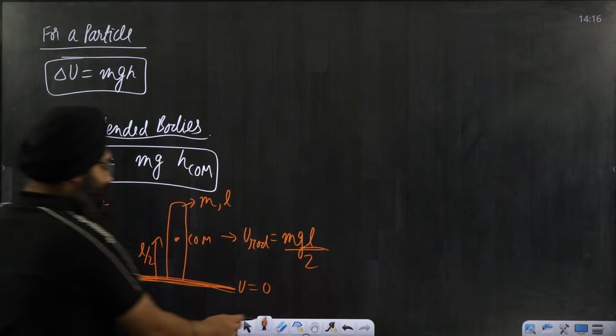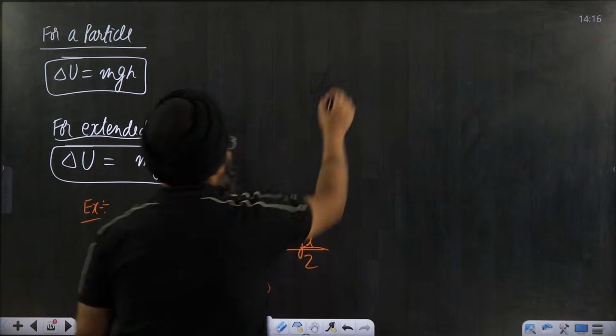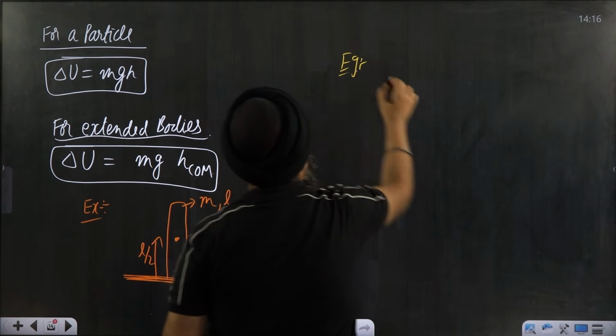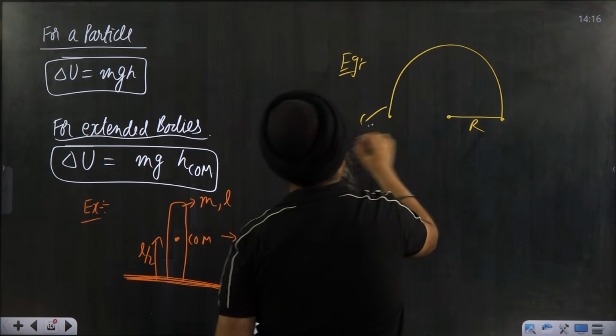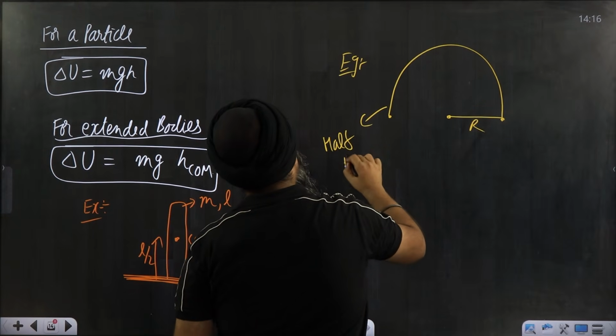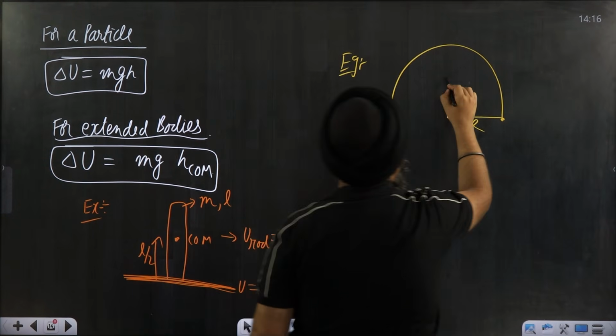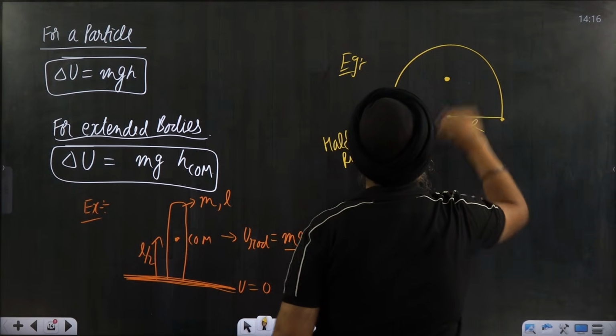Based on this, let me give you one more example. Suppose I take a half ring of radius r. For this half ring, I want to know the potential energy. So what will be the potential energy?